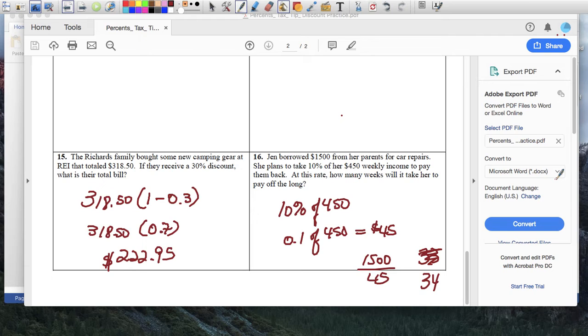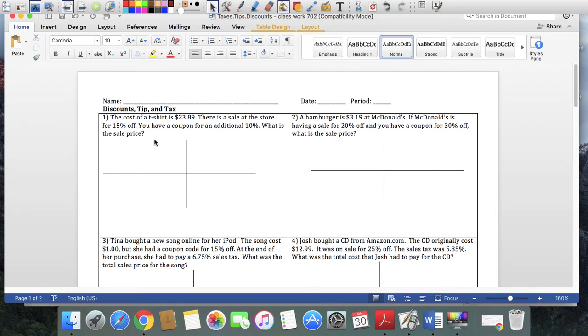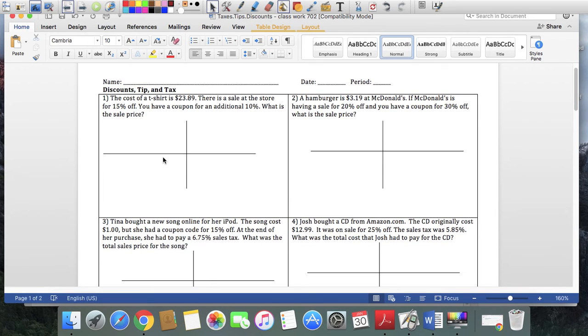Okay, so let me go on to the next page, the next section. The next section has a little bit more work to do. Let me do like 4 or 5 questions here.